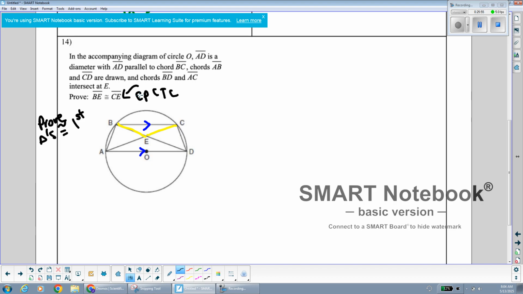We're not proving a proportion. The proof statement is not a proportion. We're not proving a product. The proof statement is not a product. The proof statement is a congruent statement. So this is going to be a CP/CTC proof.